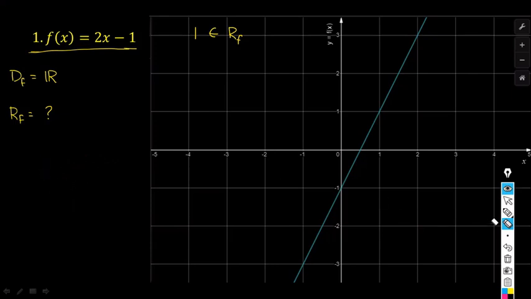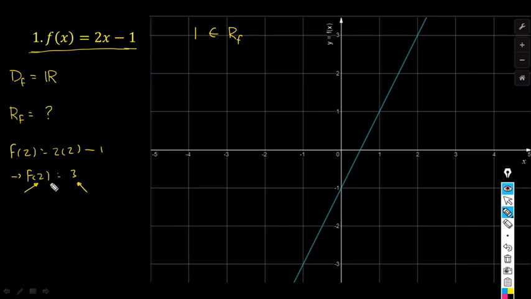Now let's evaluate the function in 2. I'm going to evaluate it very quickly. 2 times 2 minus 1, therefore f of 2 is equal to 4 minus 1 equals 3. So f of 2 equals 3. That means that for the input of 2, we get the output 3.